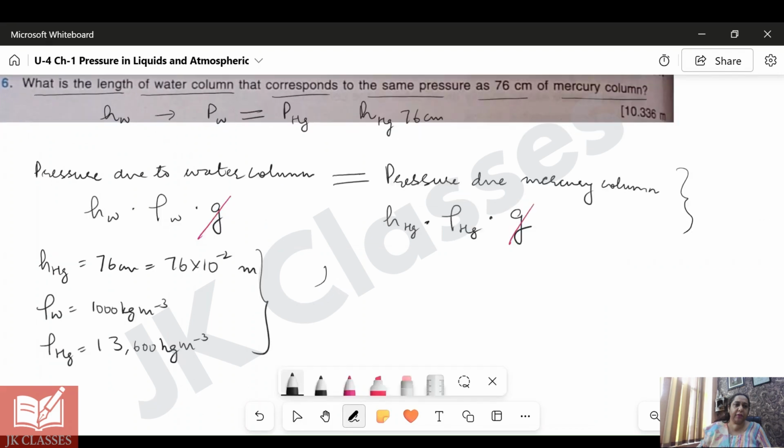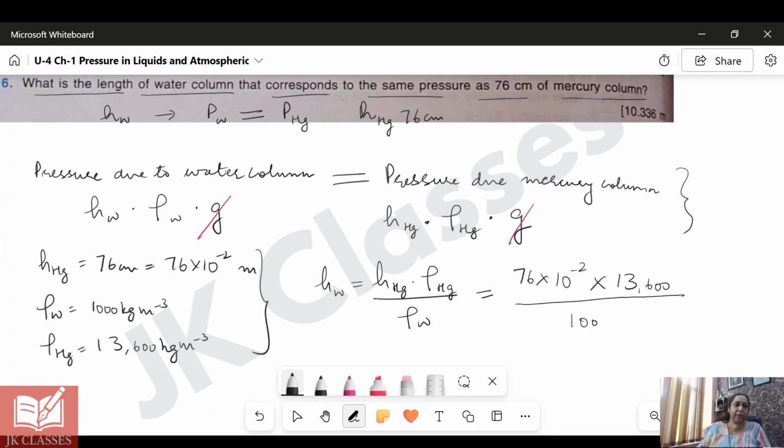So we get height of water column is equal to height of mercury column multiplied by its density over density of water, that is 76 multiplied by 10 raised to power minus 2 multiplied by 13,600 over 1000. This is equal to 76 multiplied by 136 over 1000, which is 10.336 meter, and that is our answer.